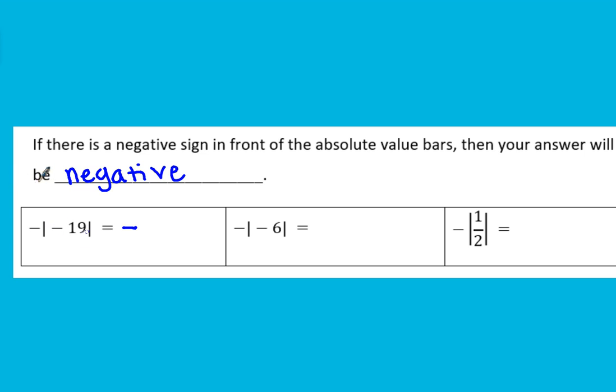And then we're going to look at what's inside the absolute value bars. So the absolute value of -19 is just 19. That means we brought our negative sign over, and then our answer from inside the absolute value bars is 19, but the final answer for this entire equation would be -19. So go ahead and try the next two on your own. Pause the video and then check your answers.